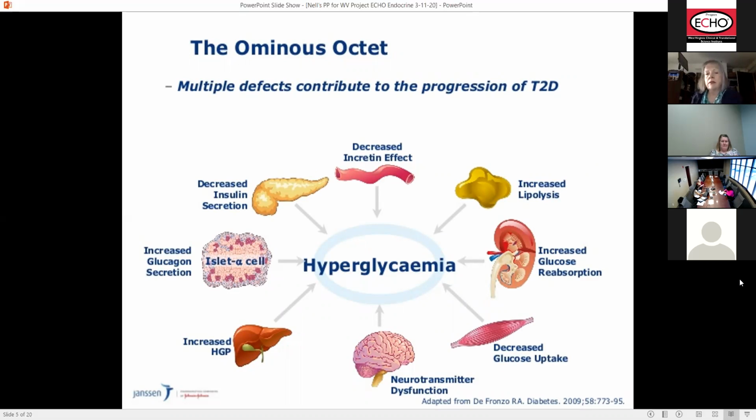Okay, now this slide, I am not going to spend much time on it at all, but it is a more advanced way of looking at type 2 diabetes. The interesting part about this slide is that there's at least 8 things going on that's not working right with type 2 diabetes. And there's other slides that would show you which drugs act on which of these defects.